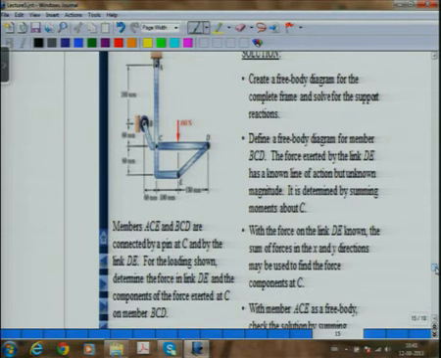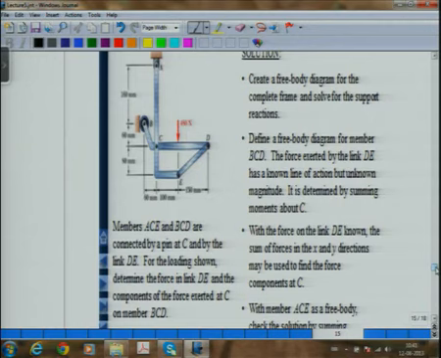Now a force of 480 newtons is acting on CD at the given location, and then at A we have a pin joint, at E, and at B there is a roller. So what does a roller mean? The force will be only in the horizontal direction, because in the vertical direction at B it can move. So therefore the force will be only in the horizontal direction.